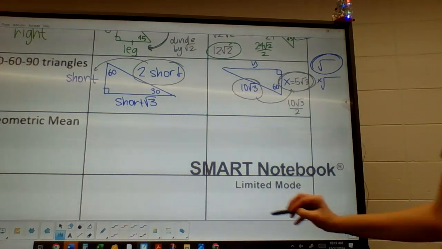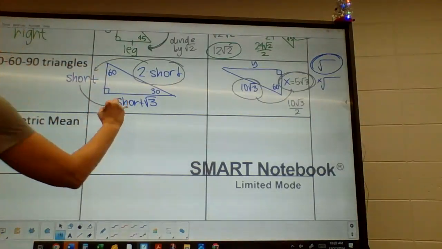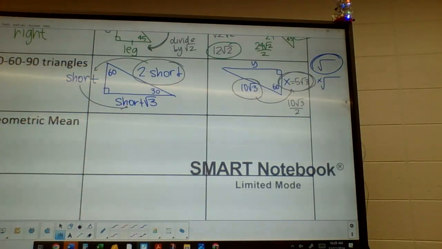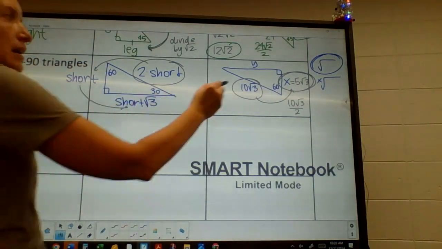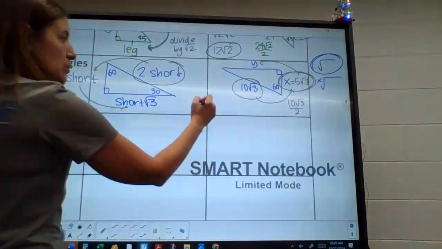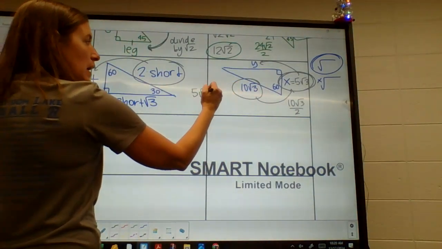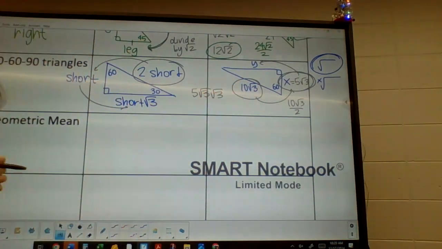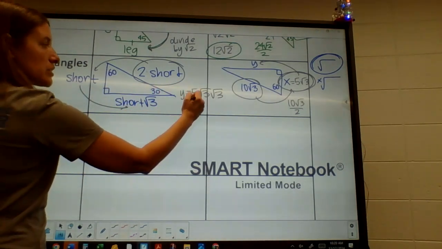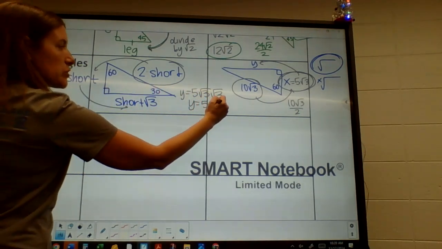Then once I know the short, I have to multiply it by the square root of 3 to get the middle length side. So I'm going to take 5 square roots of 3 and multiply it by the square root of 3. 5 square roots of 3 times the square root of 3 is just going to be 5 times 3, which will be 15.